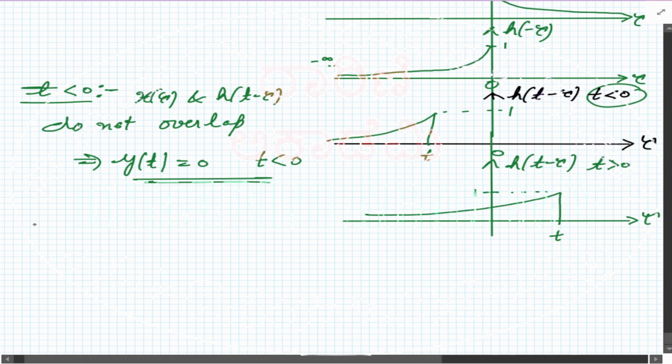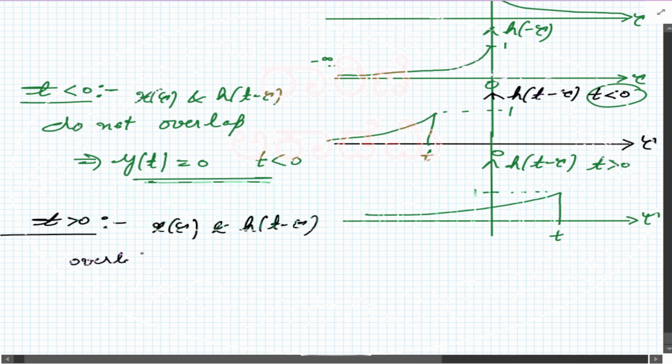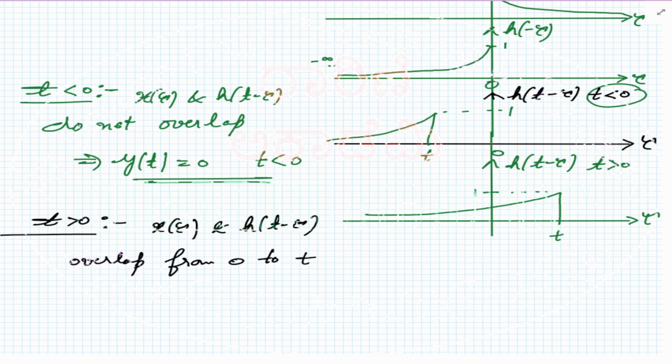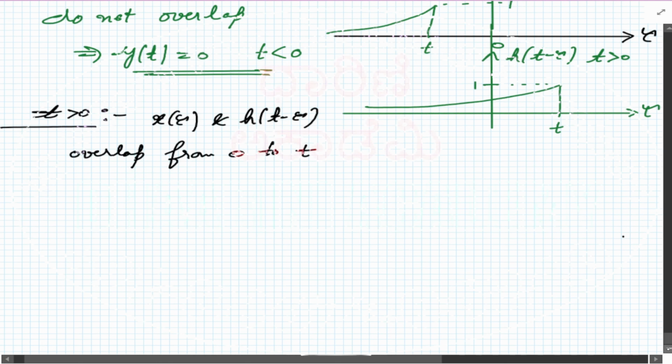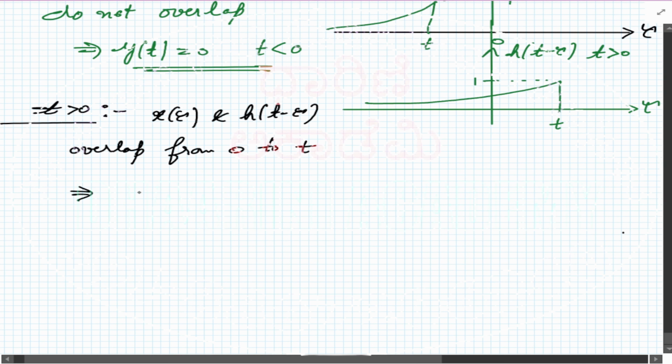So for any value t greater than 0, x of tau and h of t minus tau overlap from 0 till t, right? When I have the overlap, I can do the integration, correct? So this implies calculate y of t. Y of t is equal to the integral. Now the overlap region is what I am supposed to write, so this is not minus infinity to infinity. This is 0 to t.